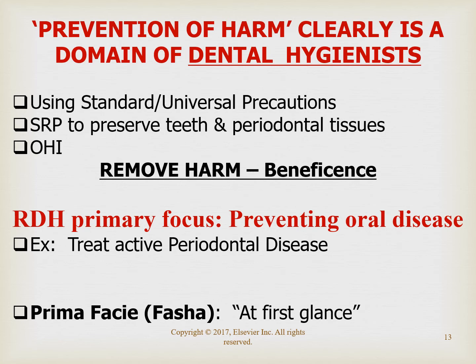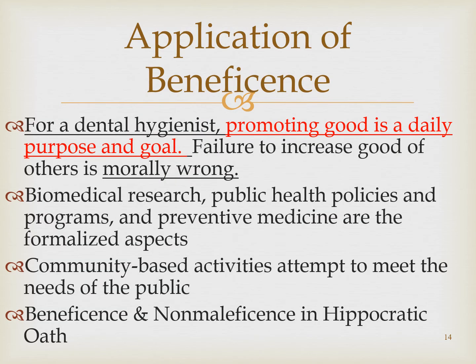An example, like we said, is the treatment of active perio disease. We want to remove that. Now here's your second Latin name that you'll need to know, and we'll go into it more a little bit later. It's called prima facie. F-A-C-I-E is pronounced like fascia, F-A-S-H-A. And it means at first glance. We'll go more into that in a minute.